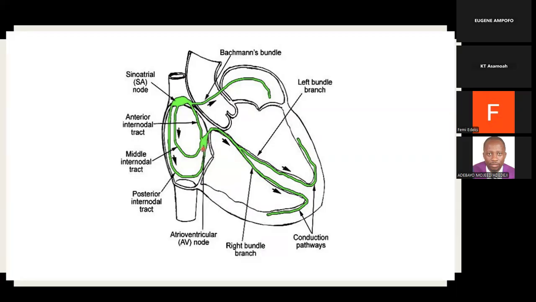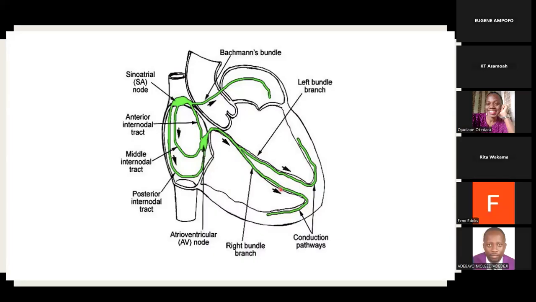Then this impulse is conducted from the AV node down the His bundle, and then it bifurcates into the left bundle and the right bundle. These then innervate the myocardial wall and terminate in the Purkinje fibers and cause ventricular contraction. So this is an overview of the conduction system, which I believe we are all familiar with.